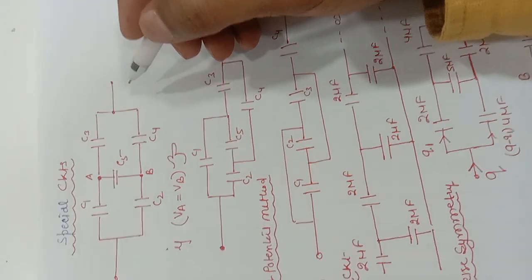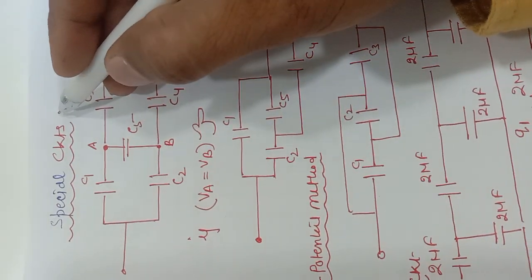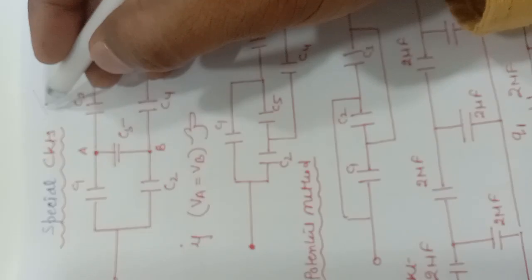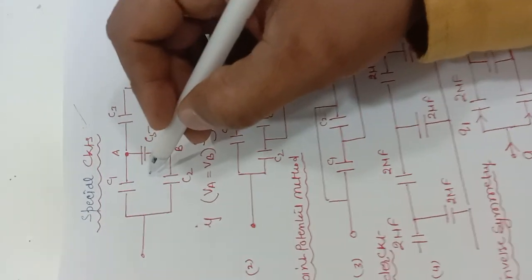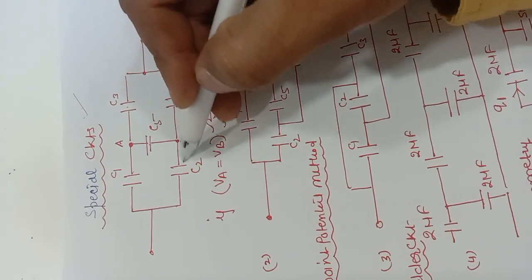Hello everyone. Now let's talk quickly about a few special types of circuits. The first special circuit is called the Wheatstone bridge. Here we can say there are five resistors: one, two, three, four, five.